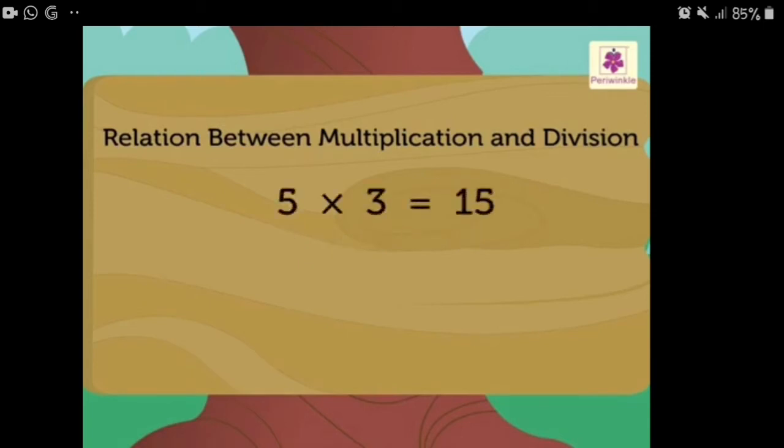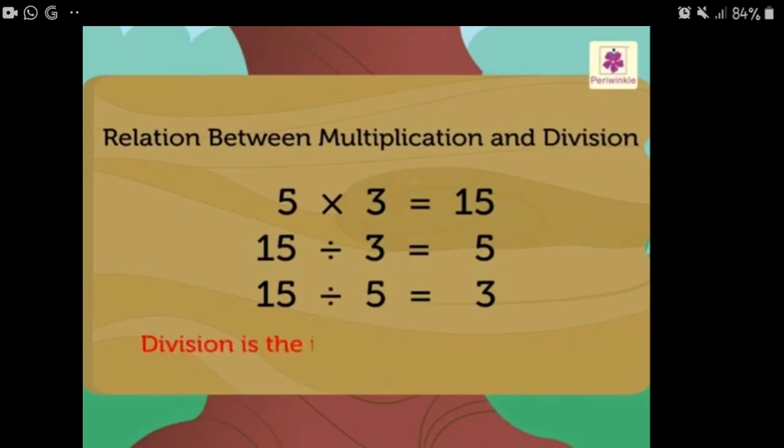From the same example used, we got to know an interesting fact about multiplication and division, which is division is the inverse of multiplication. That is, when we divide the product with one of its factors, the quotient that we get is the other factor.